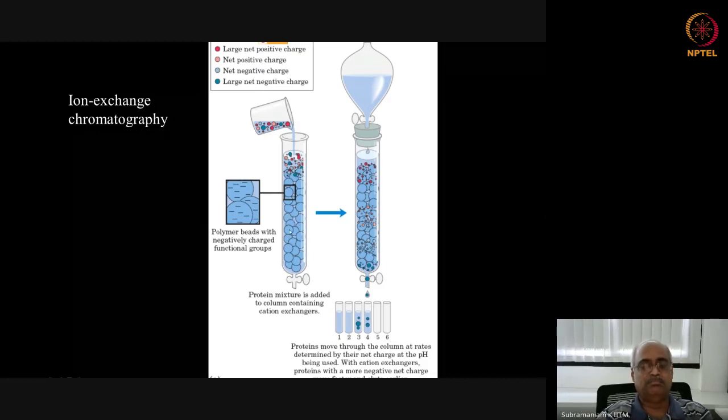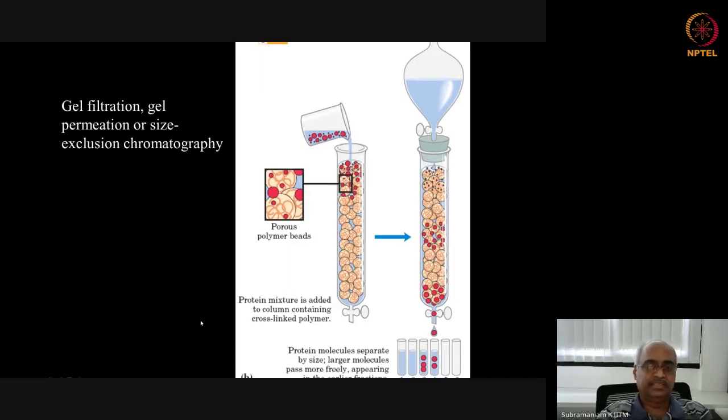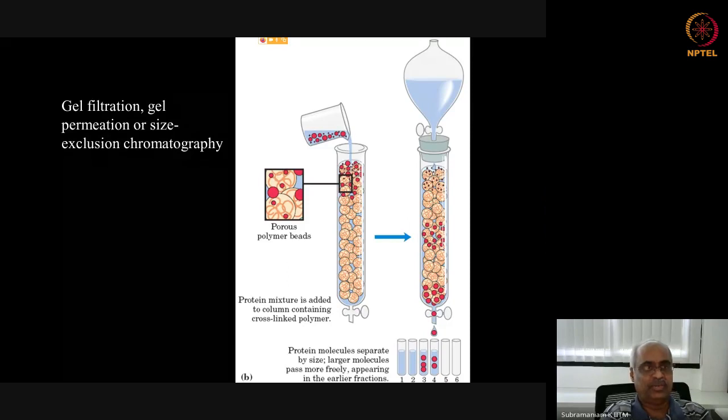They partition better with the solid phase than with the mobile phase, and as a result they come out last. So the next technique is called gel filtration chromatography, or gel permeation chromatography, or size exclusion chromatography. All the names will become very familiar once we go through this. It is extremely simple, easy to perform, and most widely used in protein purification.